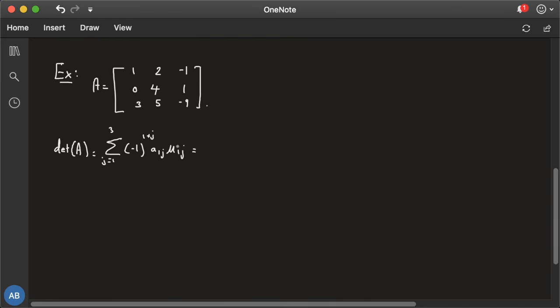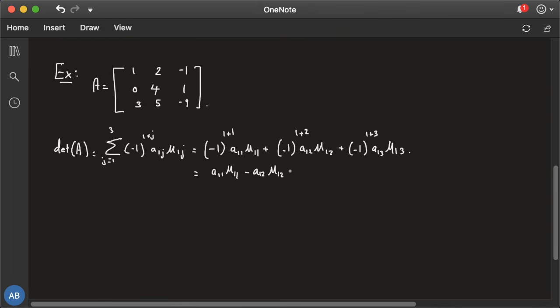In that case, we can say we've got minus 1 to the power 1 plus 1, a11, m11, plus minus 1 to the power 1 plus 2, a12, m12, and the last one for j equal 3, right? Now minus 1 to the power 1 plus 1 is a plus 1, so we get a11 m11, and so on, minus a12 m12 plus a13 m13. What is a11? It's 1, so we get m11. What is a12? It's 2, so minus 2 m12. What is a13? It's minus 1, so minus m13.